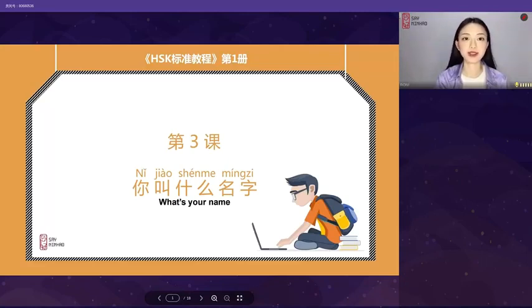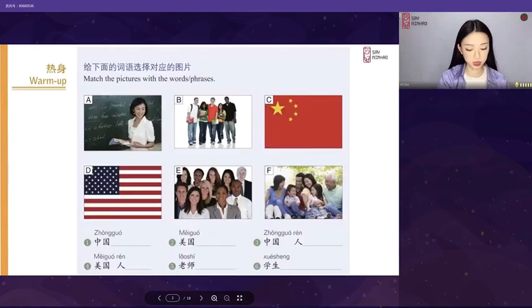Today we are going to learn Lesson 3, 第三课. 你叫什么名字? Which means, what's your name? And for today's class, the first part is a little bit different from the other two lessons.